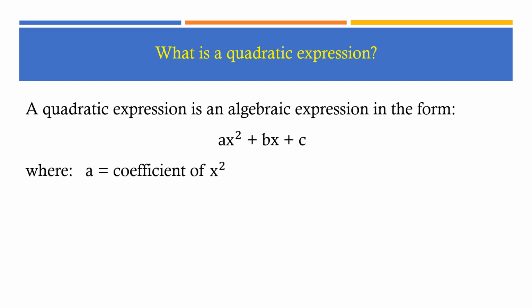Our a value is the coefficient of x squared. When we talk about the coefficient in mathematics, we are talking about the number beside, for example, x squared. In this case, the coefficient is a because a is the number beside x squared. So let's say we have 12x squared. The coefficient of x squared in this term will be 12. Okay. Now we also have our b as the coefficient of x, and that is the number beside x. We have c as our constant.